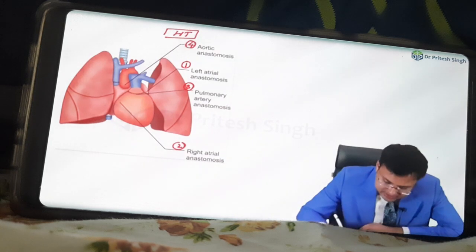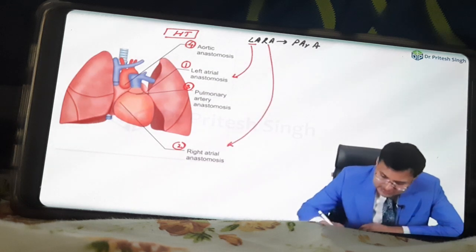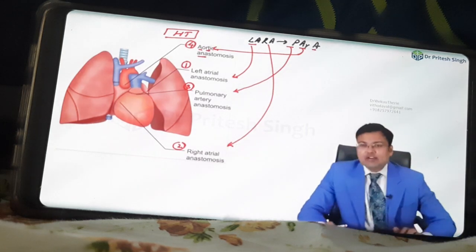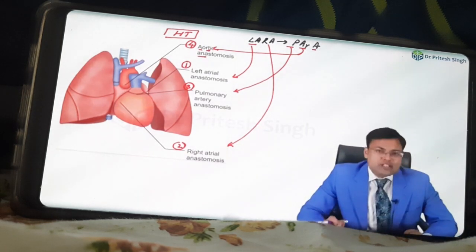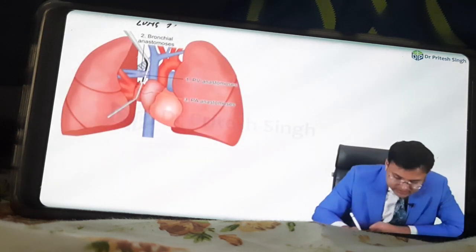So how to remember? The mnemonic is LARA, PARA. LA, that is left atrial. RA, that is right atrial. P, that is pulmonary artery. AR, that is aortic anastomosis. So LARA, PARA: left atrial, followed by right atrial, followed by pulmonary artery, followed by aortic anastomosis. Sequence of anastomosis in heart transplantation. Now see the sequence of anastomosis in lung transplantation.